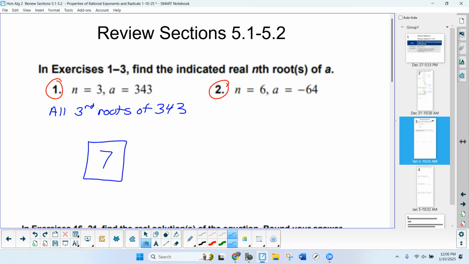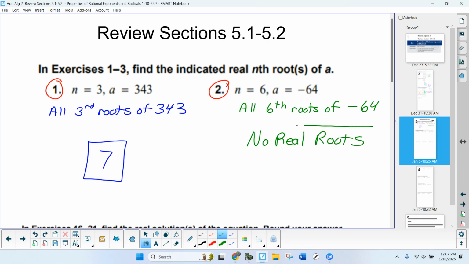What about this one? Quinn, what'd you come up with here? What is it asking you to find first, Quinn? The 6th root of negative 64. All 6th roots of negative 64. I'm not going to touch my calculator because I know there's what? None. Does anything multiply 6 times to give you a negative number? No. So there are no real roots. Now, what if I gave you this one? What if I said n is 2 and a is 100?